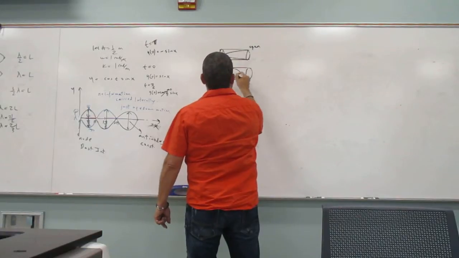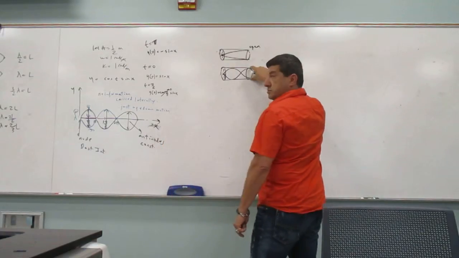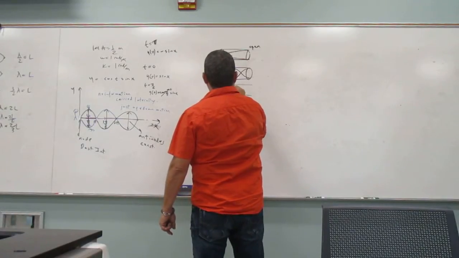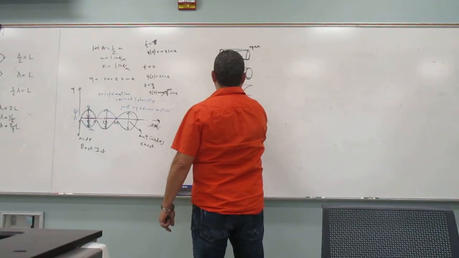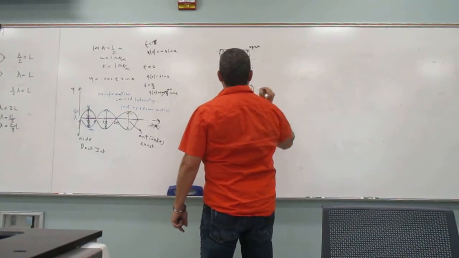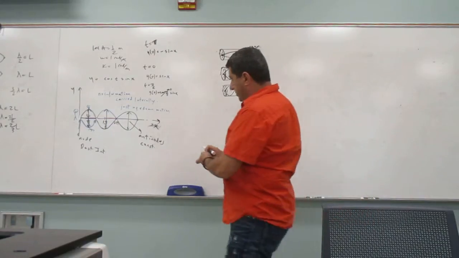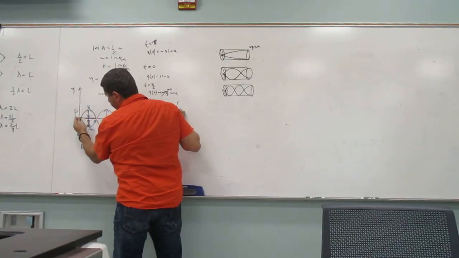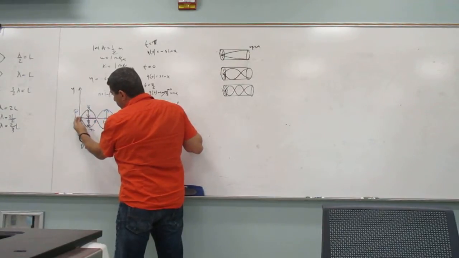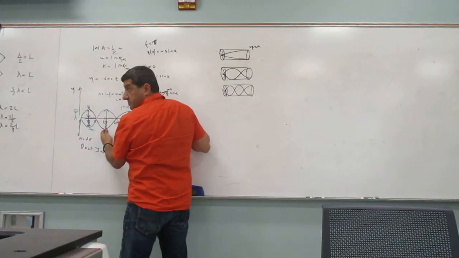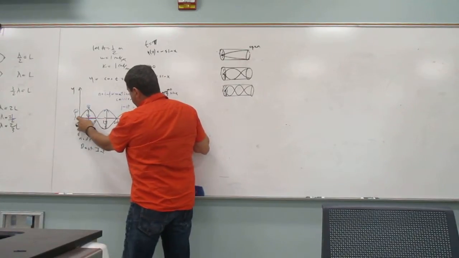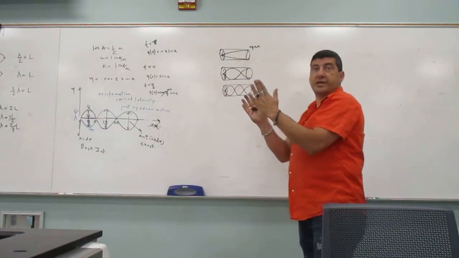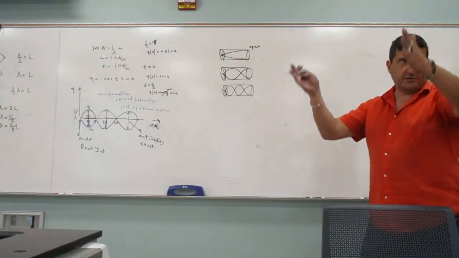Node, antinode. Node, up, down, up. Then antinode. In other words, what you're doing is making the length of the pipe either this long, from here to here, or from here to here, or from here to here, so that the wave generated will fit nicely.